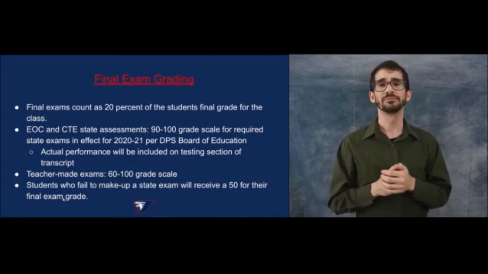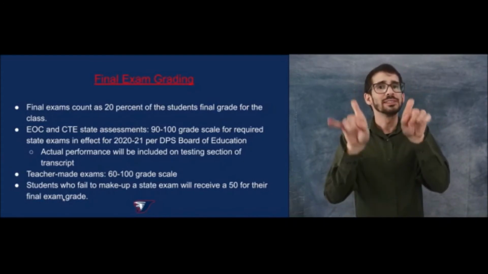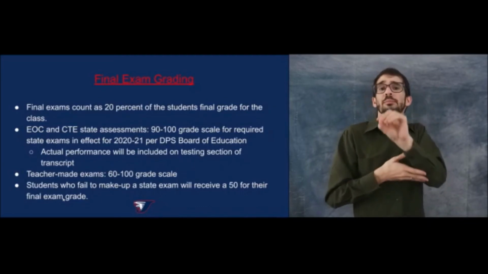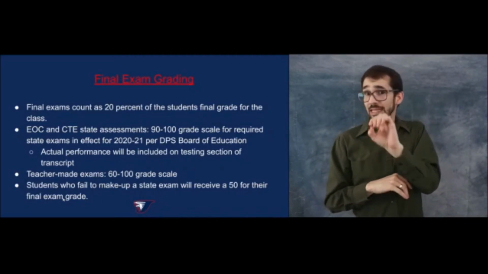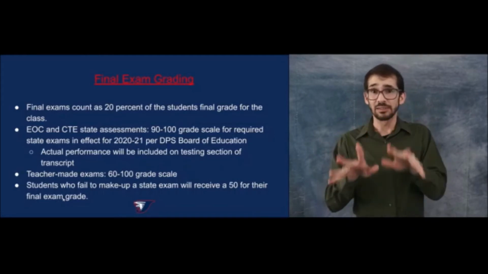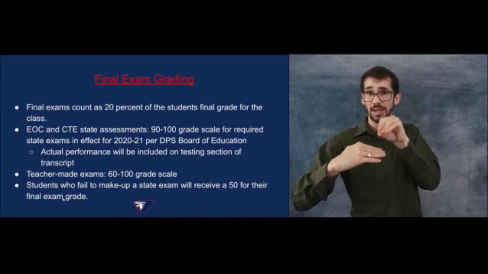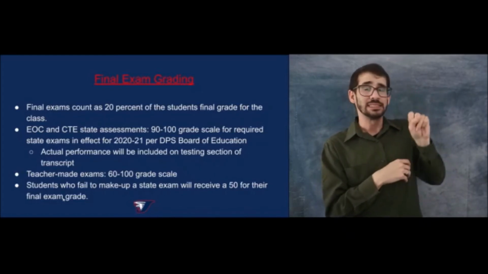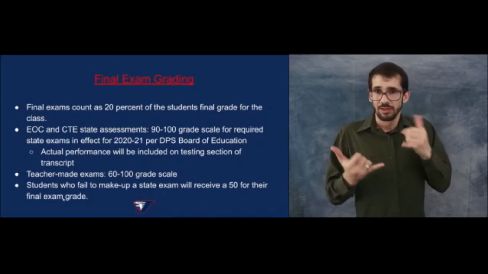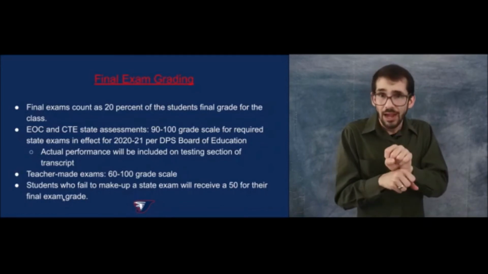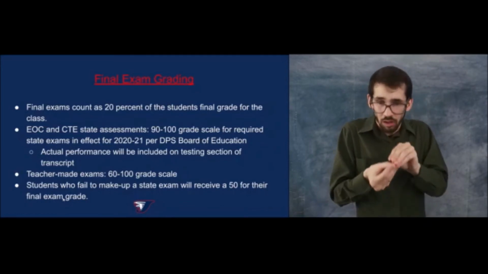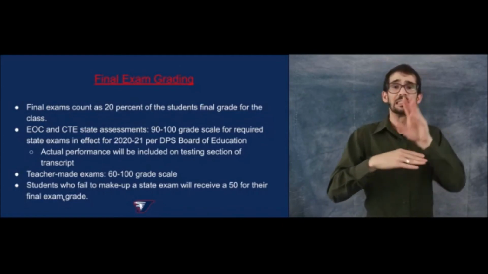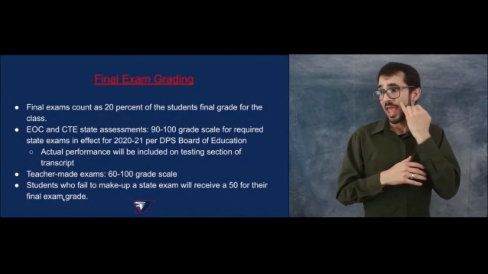A few reminders about final exam grading. Final exams count as 20% of the student's final grade for the class. For EOC and CTE state assessments, 90 to 100 is the grading scale in effect for the 2020-21 school year per the DPS Board of Education. Remember that students' actual performance will be included on the testing section of their transcript. Teacher-made exams will be graded on a 60 to 100 grading scale. Students who fail to make up a state exam will receive a 50 for their final exam grade.